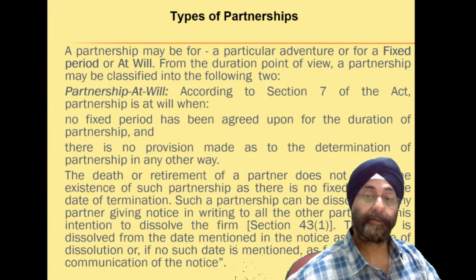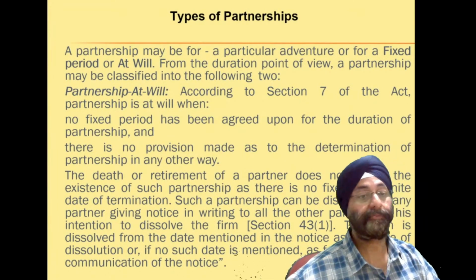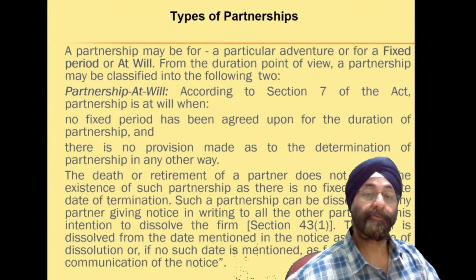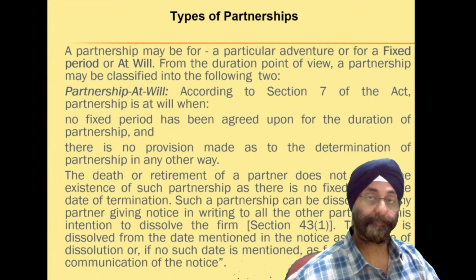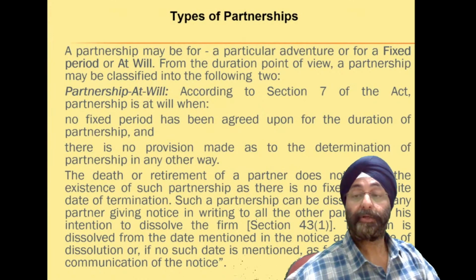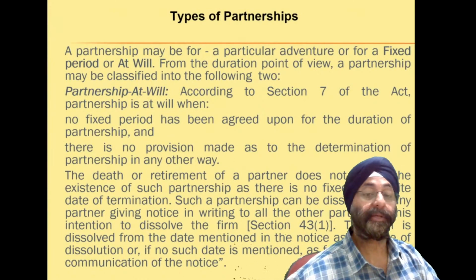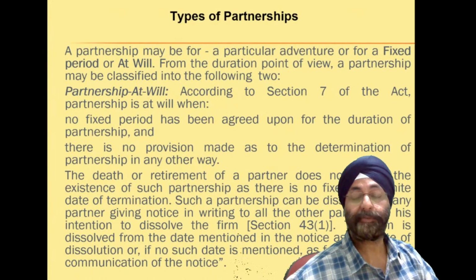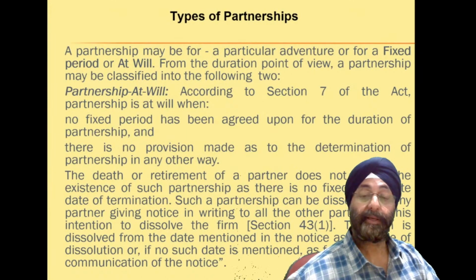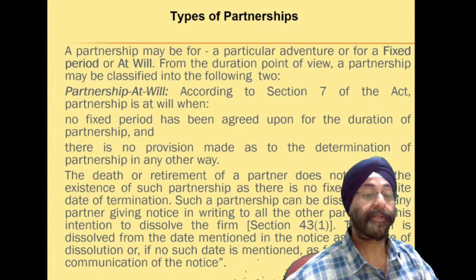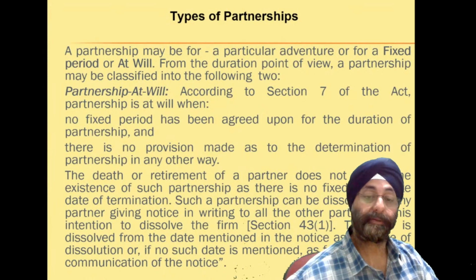Partnership at will. According to Section 7 of this Act, a partnership is at will when no fixed period has been agreed upon for the duration of the partnership, and there is no provision made as to the determination of the partnership in any other way. The death or retirement of a partner does not affect the existence of such a partnership, as there is no fixed or definite date of termination.